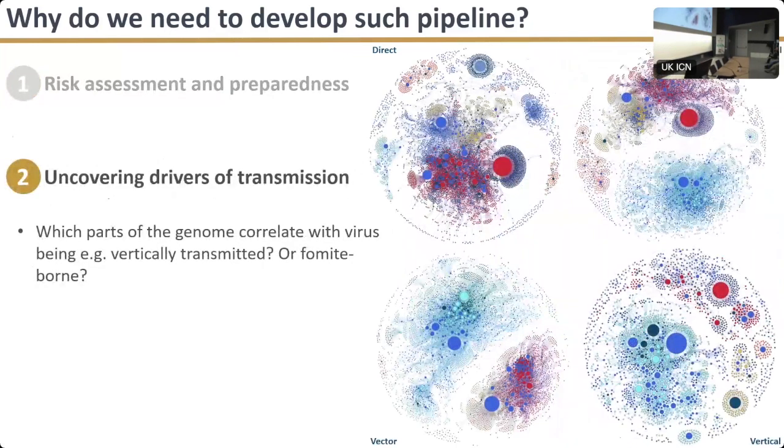And another thing is uncovering the drivers of that transmission. So which parts of the genome might correlate with the virus being vertically transmitted, or fomite-borne, or vector-borne?